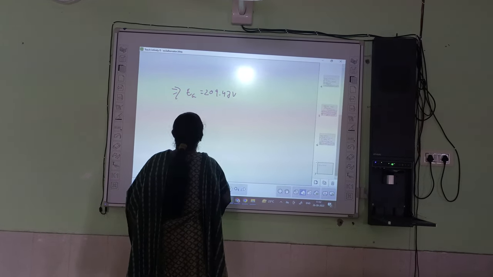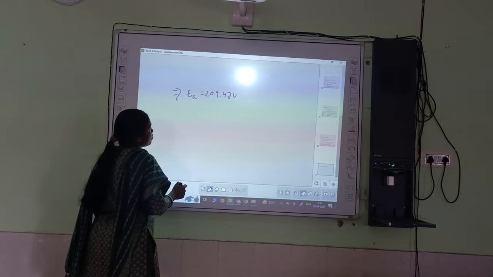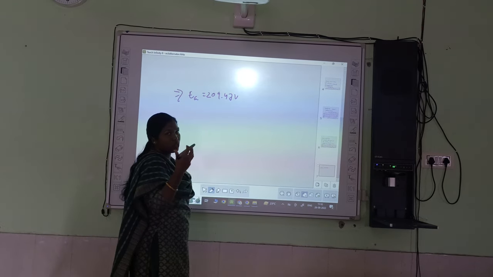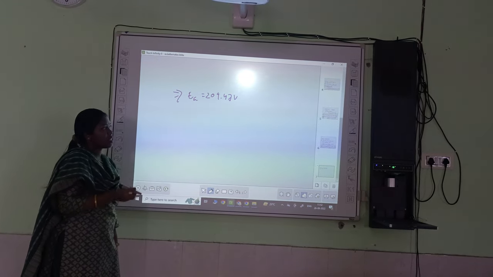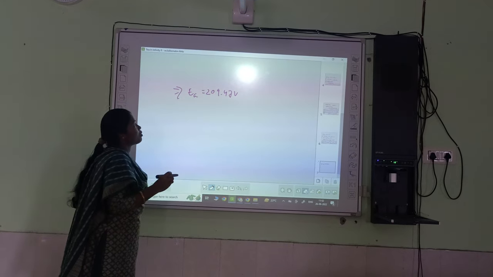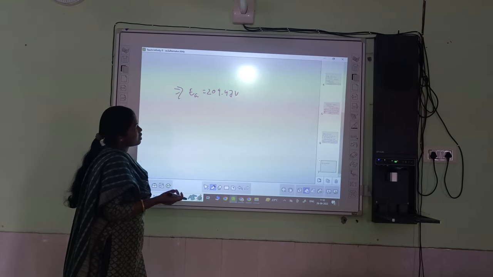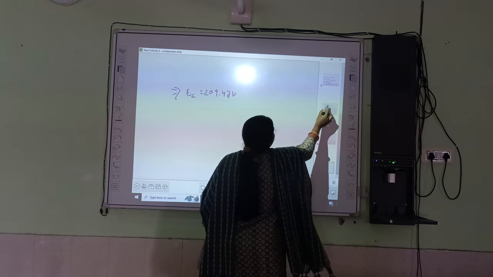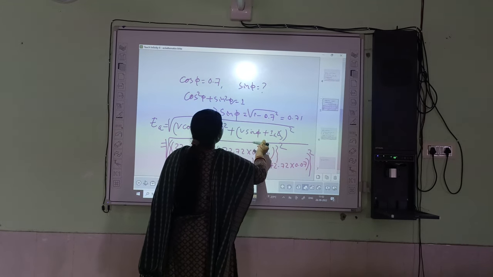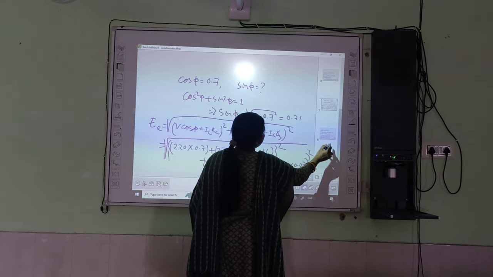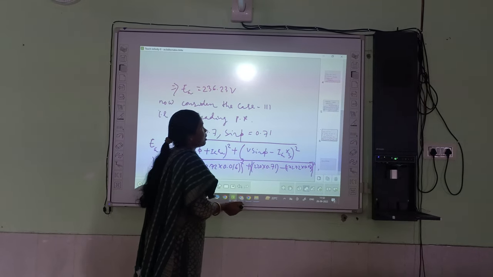That is around 209.47 volt. Okay, now we have calculated the induced voltage in three cases, that is for unit power factor, the second case for 0.7 lagging power factor, and in third case, that is for the leading power factor.